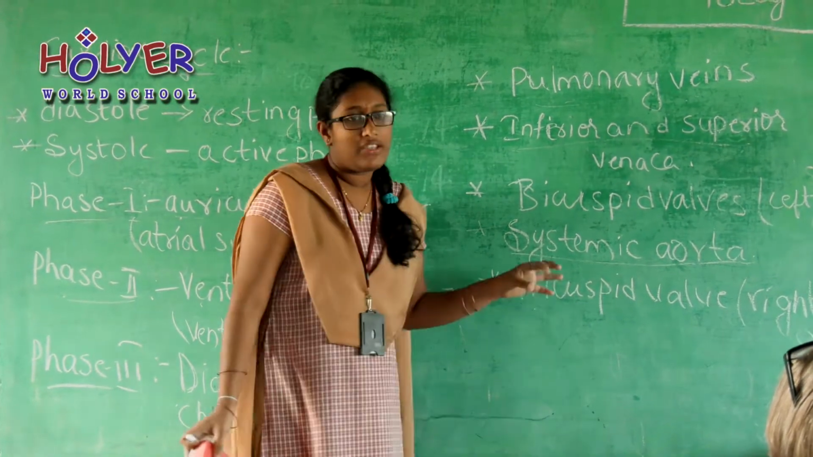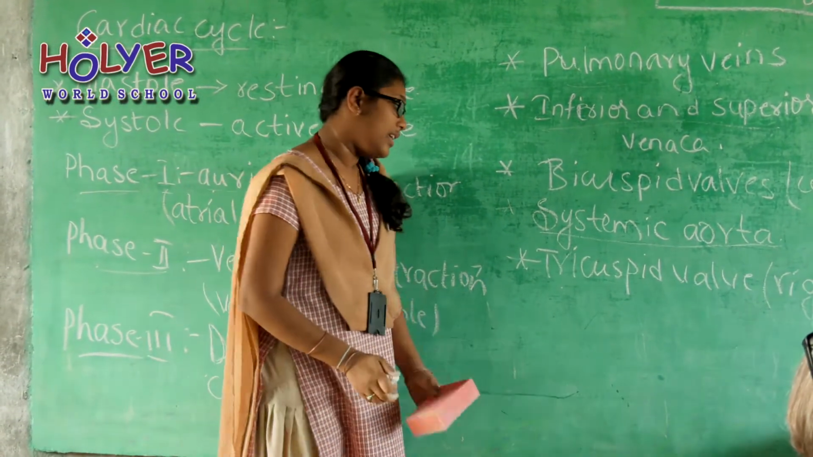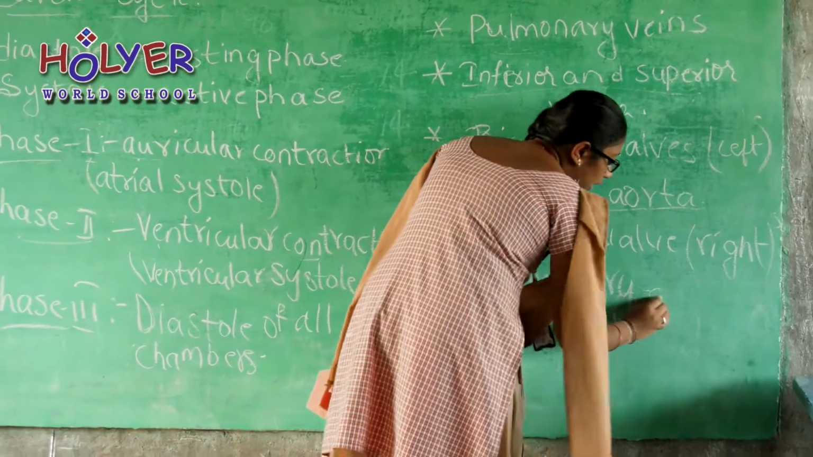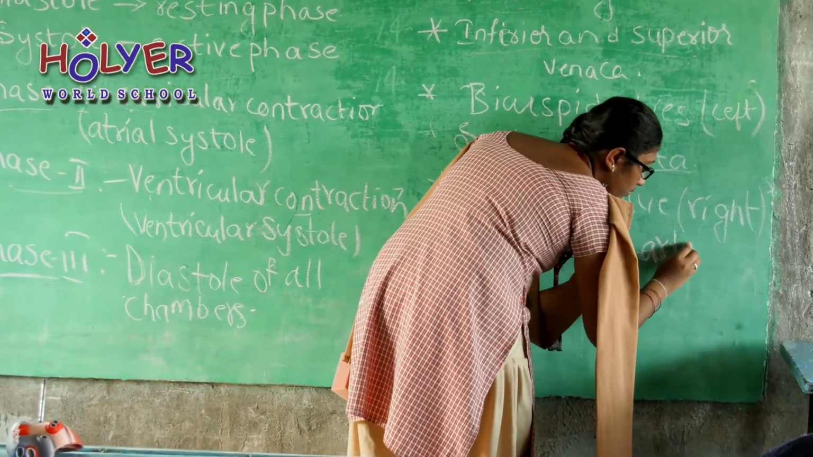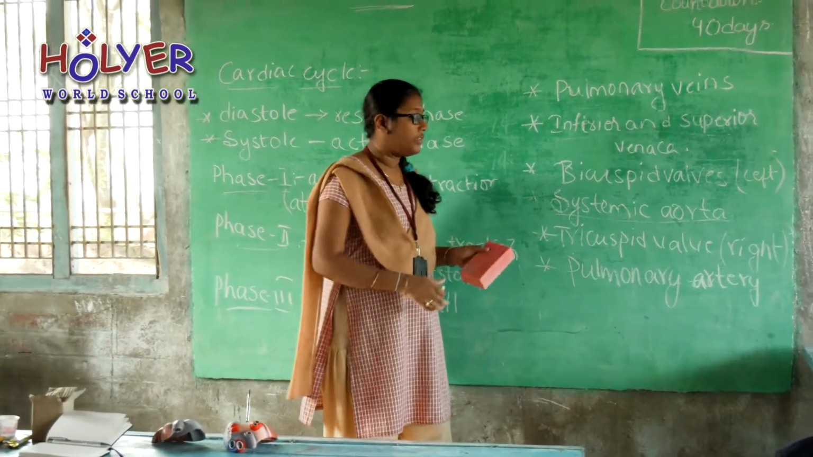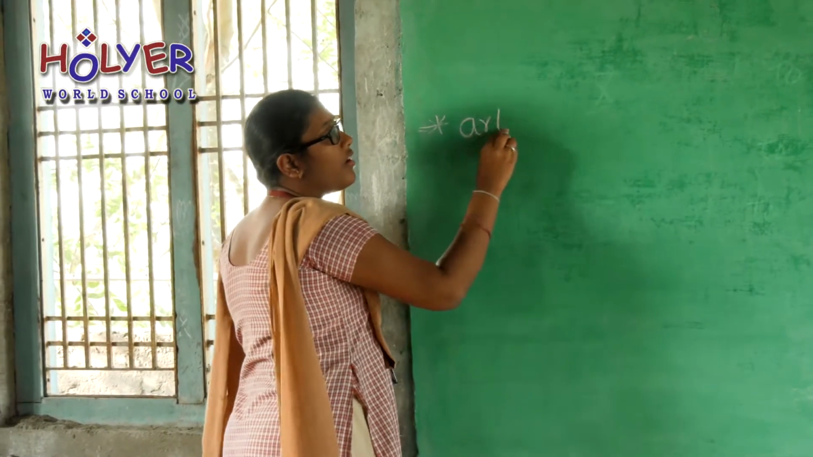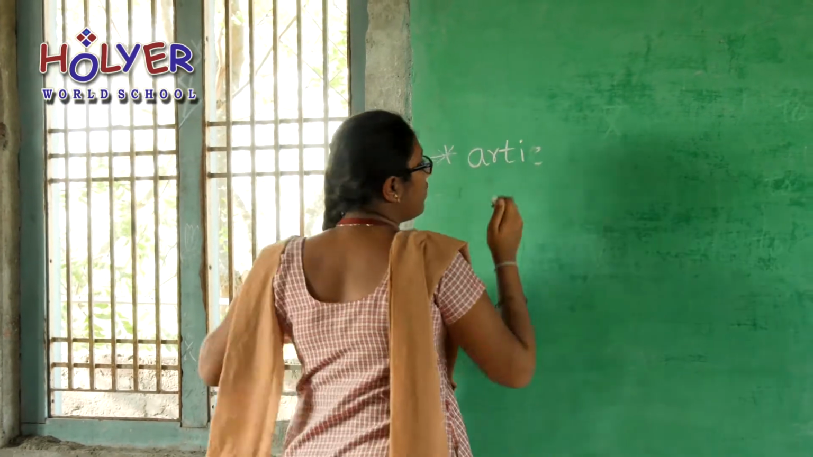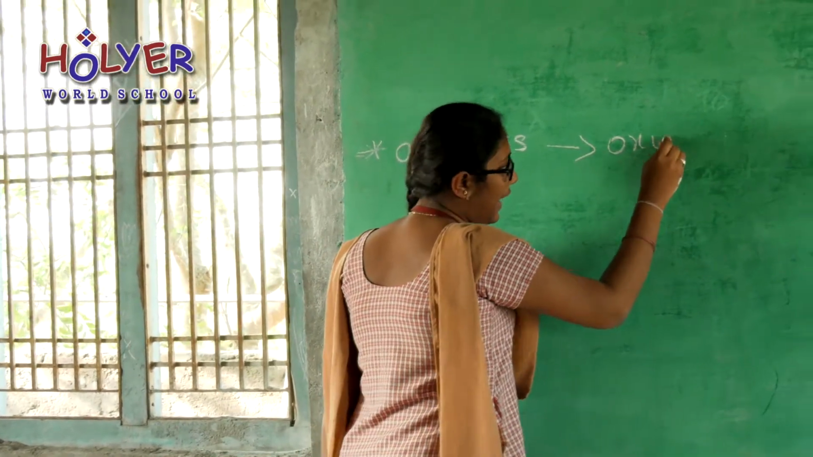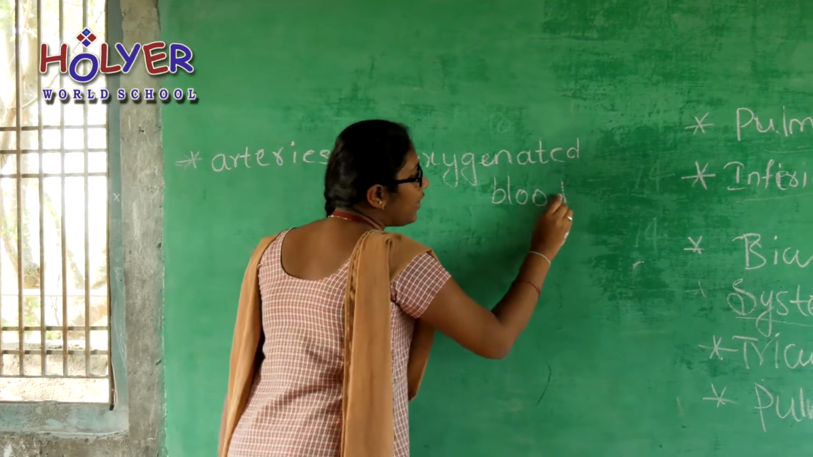The blood that came from the inferior and superior vena cava is deoxygenated blood. This deoxygenated blood enters into the right ventricle. From the right ventricle then opens the pulmonary artery. The pulmonary artery carries deoxygenated blood from the heart to the lungs. Now let us look. Arteries mainly carry oxygenated blood. And veins carry deoxygenated blood.